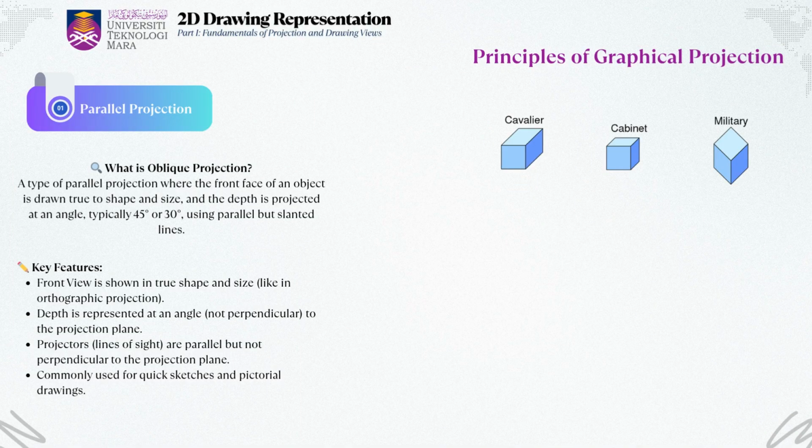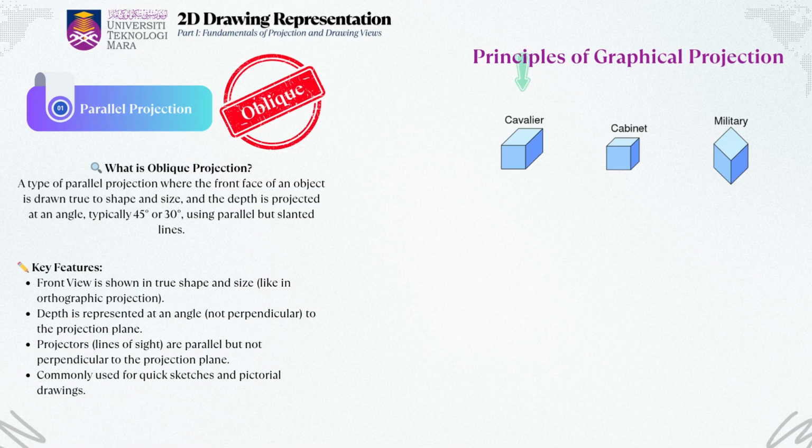Now let's take a closer look at a specific type of parallel projection known as oblique projection. This is where we project the front face of the object in its true size and shape, just like an orthographic projection, but the depth is projected at an angle, usually 30 or 45 degrees. What makes oblique projection special is that while the lines used for depth are parallel, they are not perpendicular to the drawing plane. This gives a more pictorial view, which is useful for sketches and concept visuals. There are three common styles of oblique projection: cavalier, cabinet, and military. Each one treats the depth differently.